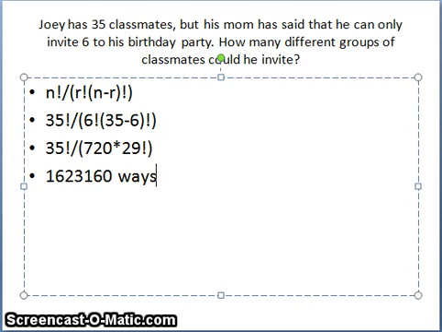Is that crazy? Have you ever had to pick a group of people to come to a party or something, and you're trying to decide who to bring and who not to bring, and you've spent forever trying to figure it out? Well, this might be wise, because you actually really do have a lot of different ways that you can choose that group of people.